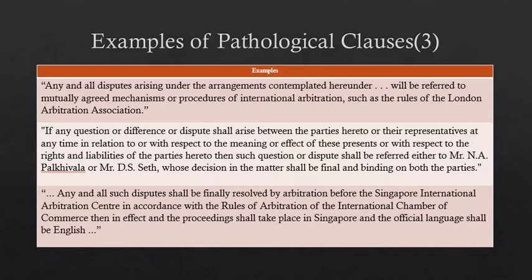The next clause says, any and all such disputes shall be finally resolved by arbitration before the Singapore International Arbitration Centre in accordance with the rules of arbitration of the International Chamber of Commerce, then in effect, and proceedings shall take place in Singapore and the official language shall be English. So again, pause the video and find out where the defects in these clauses are.